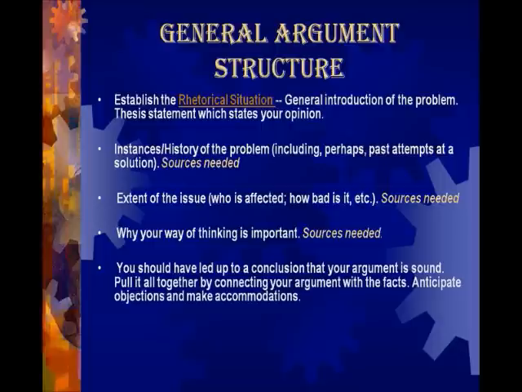Once you do all of these things, you should lead up to a conclusion that firmly states a sound argument. You want to pull all of these things together. The history of the problem, examples of the problem, who's affected, your way of thinking. Pull all of that together and connect your argument with those facts. Anticipate the objections, because that's the opposing arguments, and then you need to make accommodations. Sometimes you can give in to some of the arguments of your opposition, but you'll need to refute as many of them as you can in order to advocate your position.